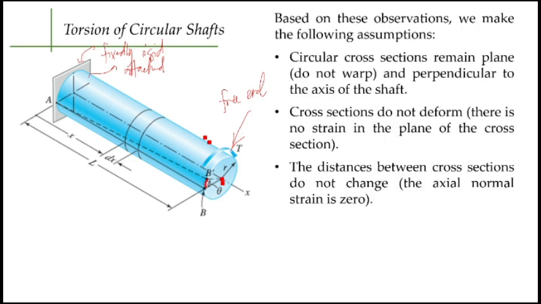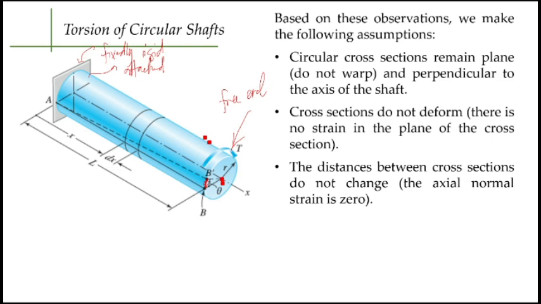Based on these observations, we can make the following assumptions. Circular cross sections remain plane, do not warp, and remain perpendicular to the axis of the shaft. Take note that in reality, if you twist a certain material, the tendency is that it either shortens or elongates. Especially rubber, if you try to twist it, it kind of shortens or kind of elongates, depending on how you twist that material.